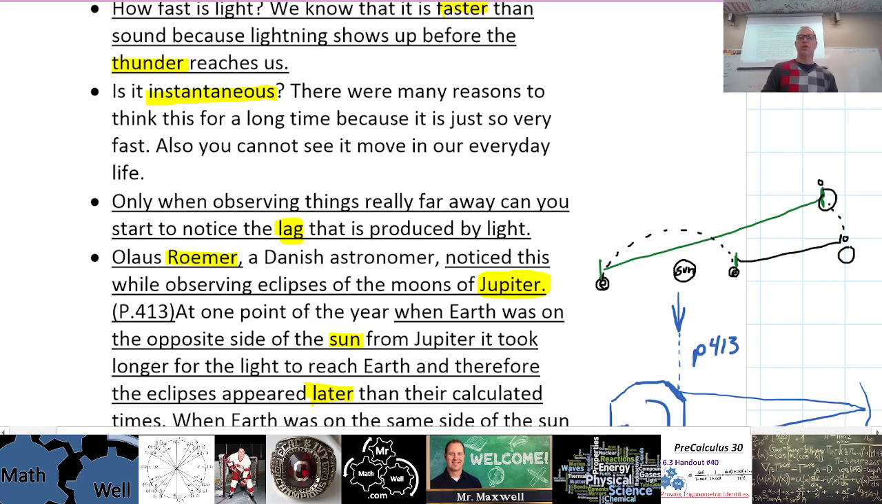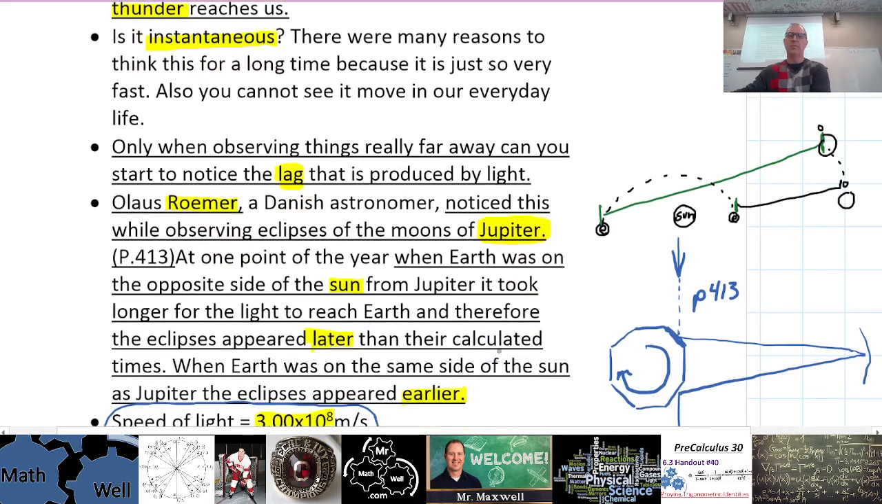At one point of the year, when the Earth was on the opposite side of the sun from Jupiter, it took longer for the light to reach the Earth. Therefore, listen carefully, the eclipses appeared later than their calculated times. We knew a lot about how the moon revolves around Jupiter, and when we should be able to see the moon come around from the backside. But at different times of the year, those calculations were off a little bit. So what was witnessed had a bit of a delay. When the Earth was on the same side of the sun, the eclipses appeared earlier than predicted.